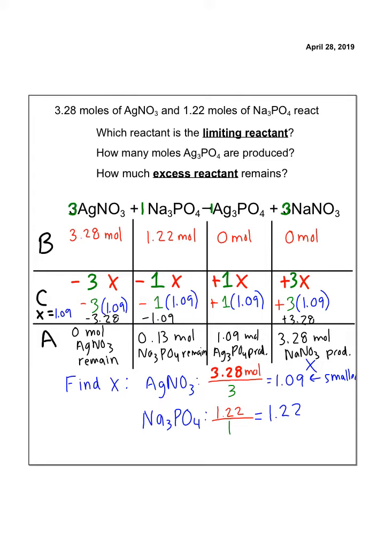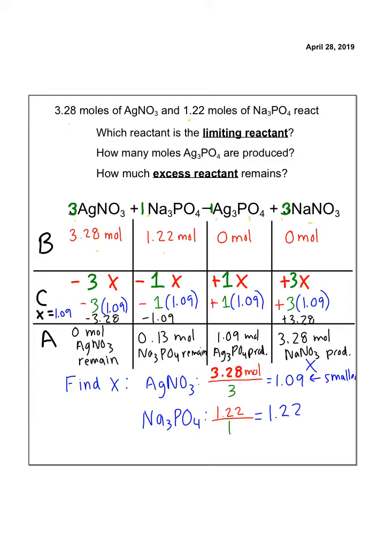So step 1, I balance. That's still the same. Step 2, I make sure these guys are in moles, which they are, 3.28 and 1.22. I plug those in under the chemical that they belong to for my before. So the difference is we don't have the word excess yet. And then my products, we still start at 0 and 0. The next thing we're going to do is our change. So minus 3x, minus 1x, because those are getting used up. The 3 and the 1 came from the balanced equation. Plus 1x, plus 3x, same idea. The plus because those are getting produced.